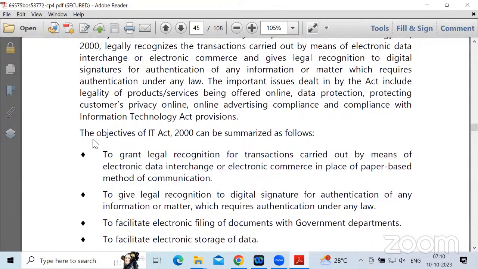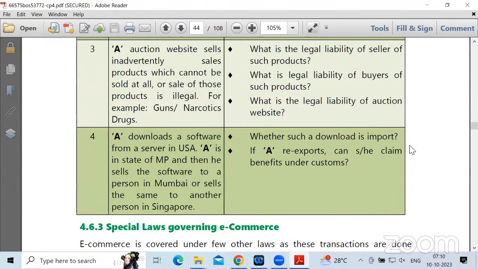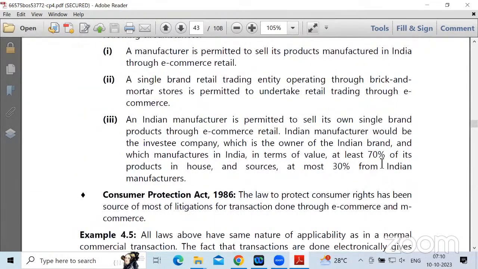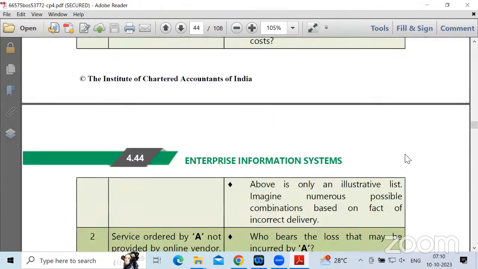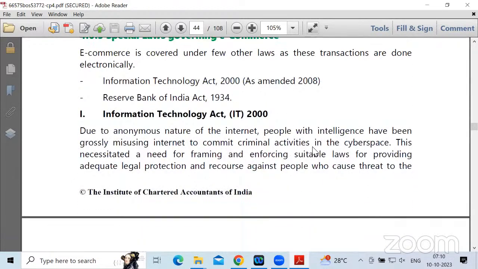So kindly go through this IT Act also. It is also important. Before going to virtualization, let us see the IT Act also. This is also a little important.